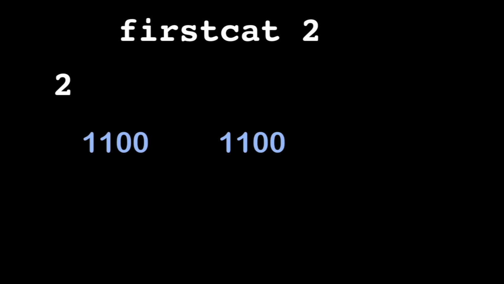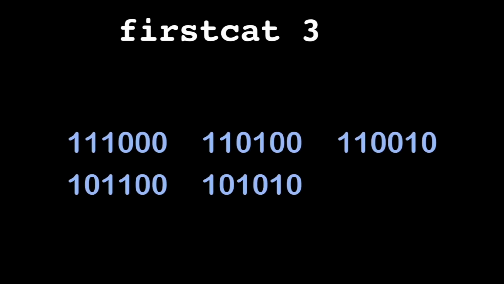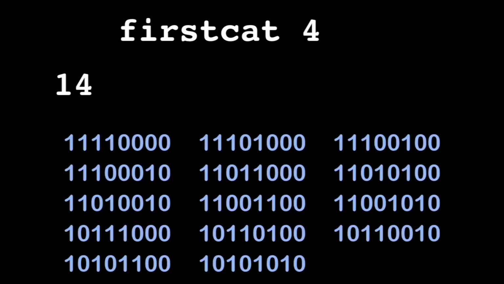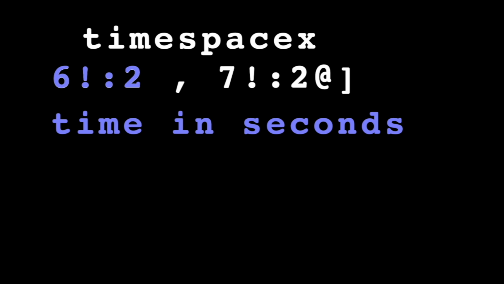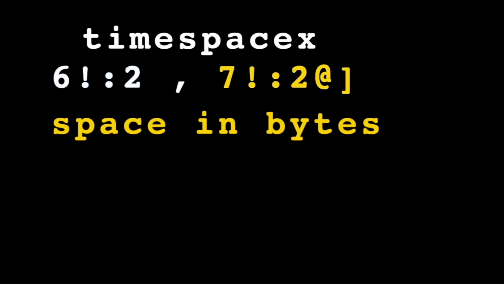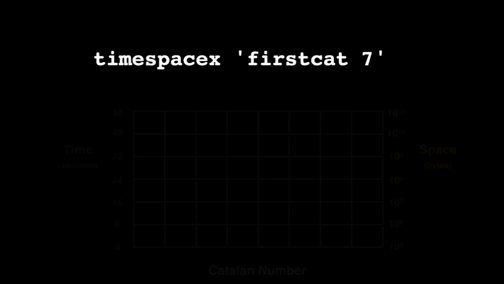I've created a FirstCat verb that actually generates the strings and then counts them to calculate the Catalan numbers. This is definitely not an efficient way of creating the Catalan series, but it does give a sense of how much work would be required. J also has a built-in verb called Timespacex that returns the execution time of the J sentence in seconds and the amount of memory required in bytes. We'll use this to see the amount of work needed as the values of n increase.